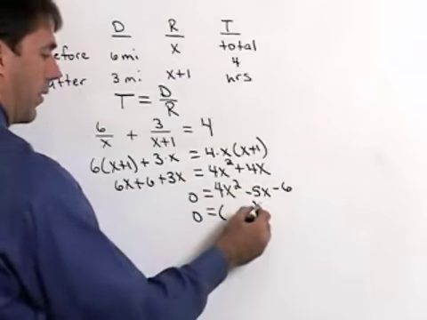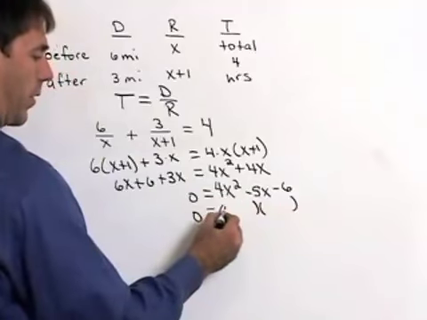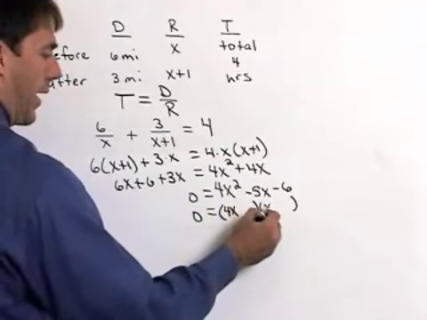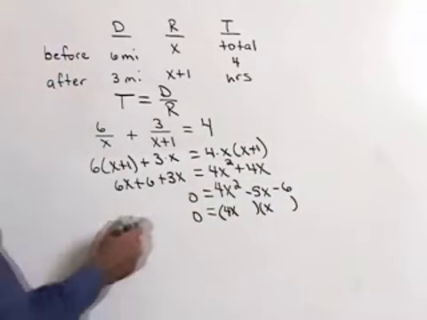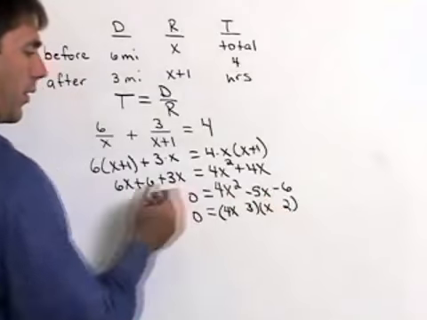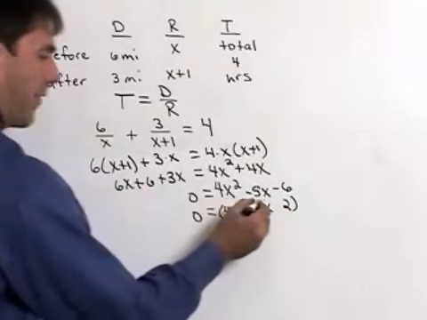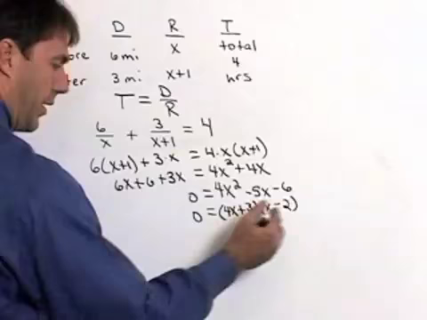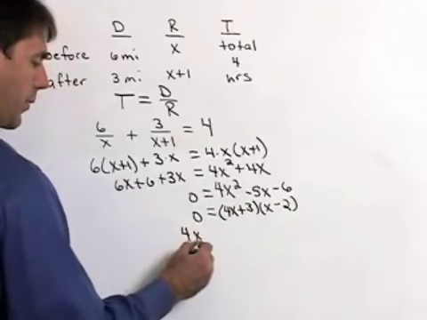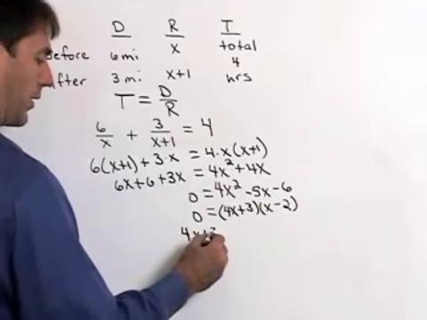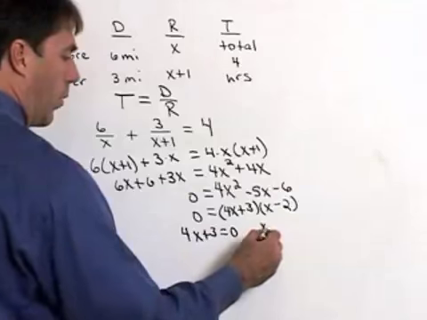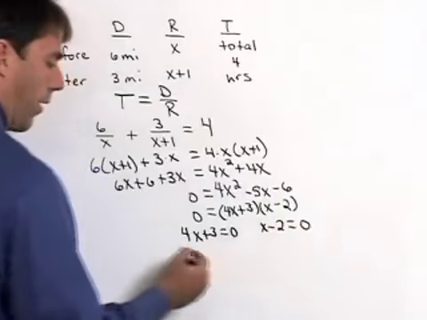So if we factor, for the factors of 4x squared, let's use 4x and x. For 6, let's use 3 and 2. So we'll write this as 3 and 2. We want a middle term of negative 5x. We'll make this negative and that positive. So if we set our factors equal to 0, we'll have 4x plus 3 is equal to 0, and x minus 2 is equal to 0.